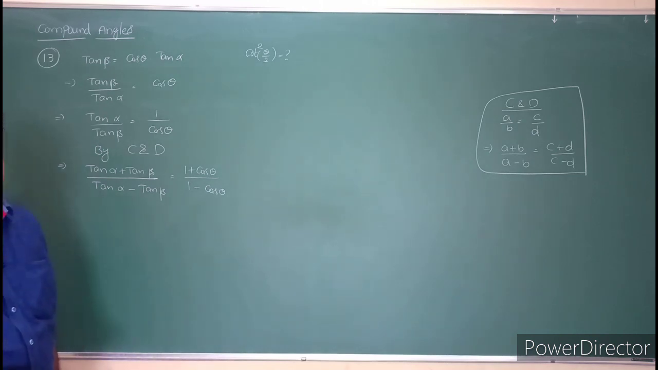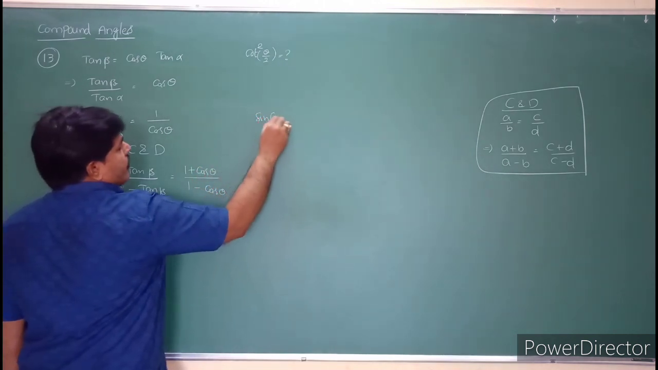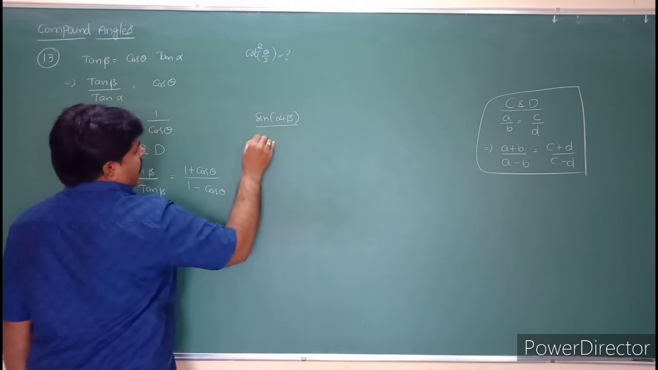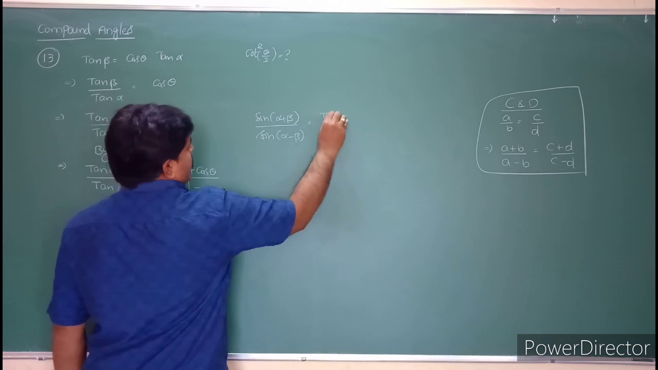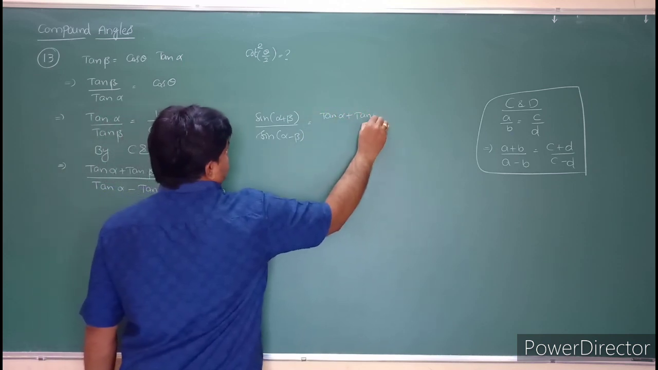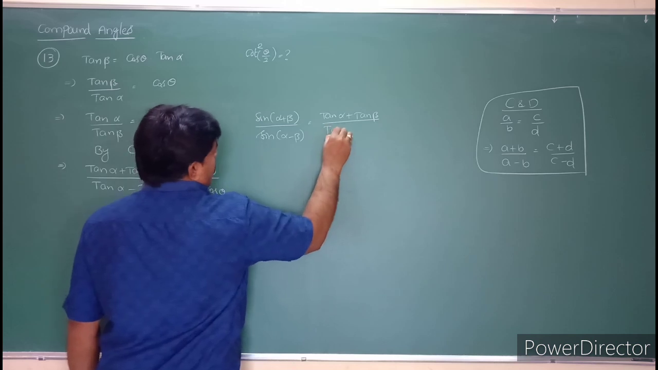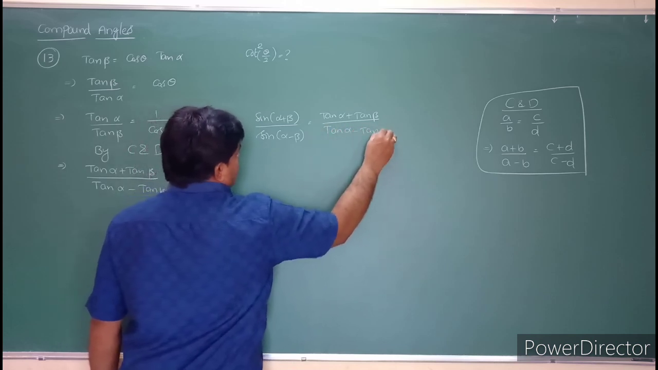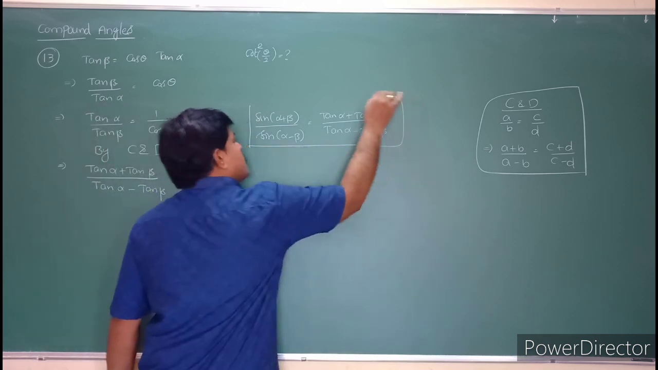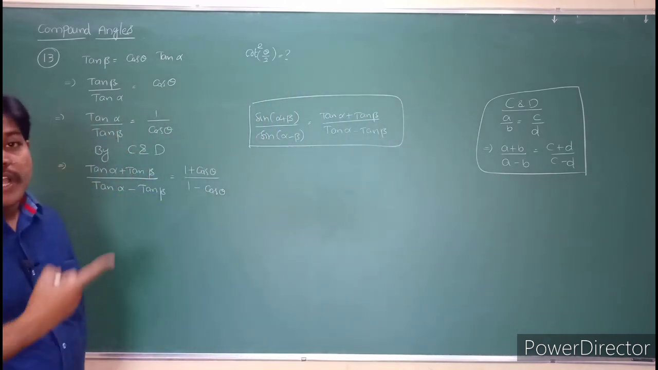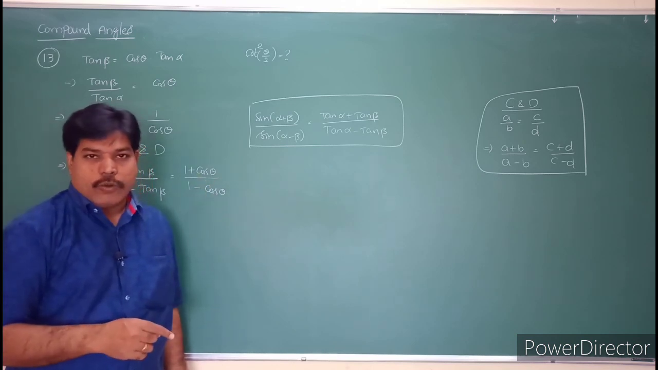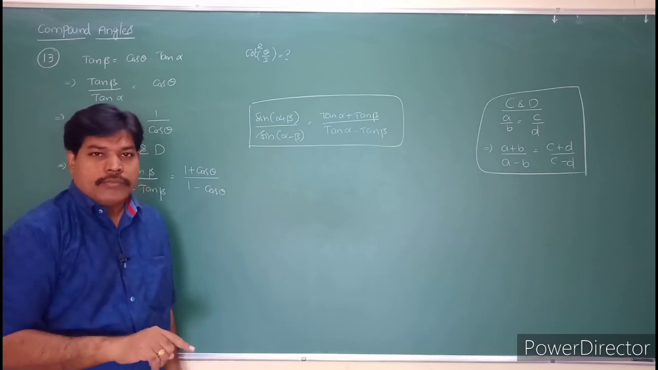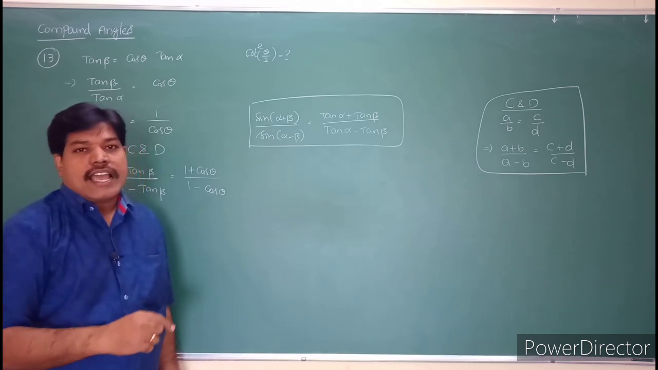I am already given that. See in the synopsis, that is the fourth synopsis. So that is nothing but sin(alpha plus beta) by sin(alpha minus beta) value is nothing but tan alpha plus tan beta by tan alpha minus tan beta. So this is the formula. I have already given the proof also. So sin of (alpha plus beta) by sin of (alpha minus beta) is equal to (tan alpha plus tan beta) by (tan alpha minus tan beta).